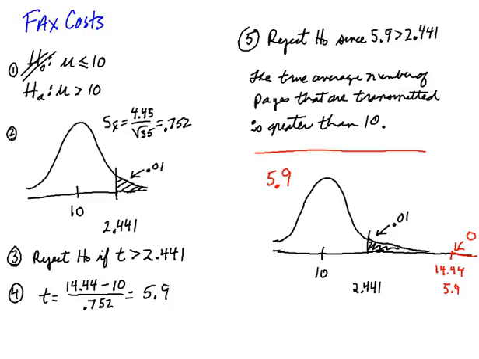We would write this up as 0 less than 0.01, reject H sub 0.